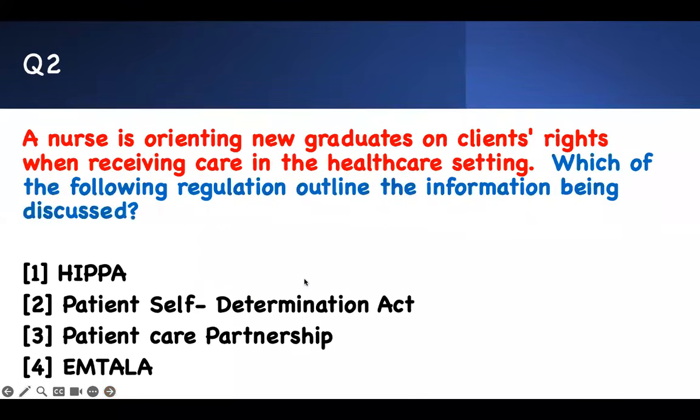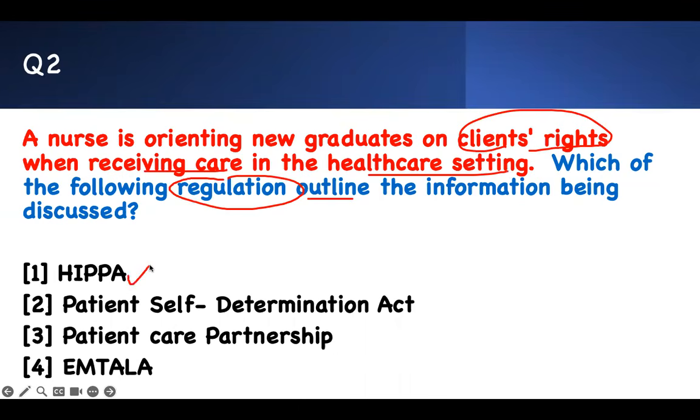Number 2, which of the following regulations outlines the information being discussed? So on this test, this kind of ethics and law, pay attention to words. It's all words. Which of the following is a regulation that outlines the information being disclosed? The nurse is orienting a new graduate on clients' rights. Pay attention: client rights when receiving care in the healthcare setting. Sometimes they will just define everything for you. When you're receiving care in the healthcare setting, what should define your rights?